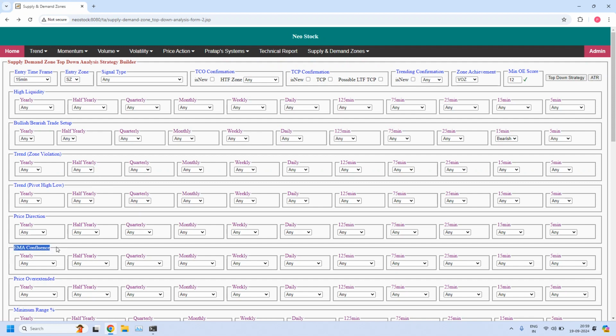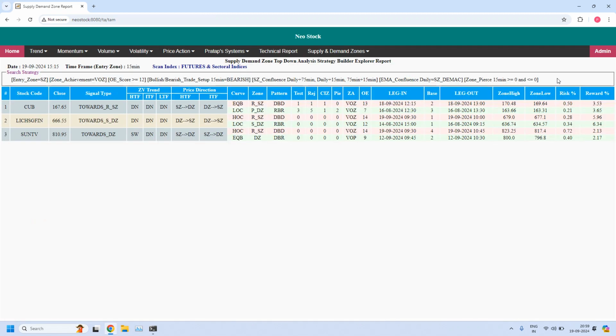In the EMA confluence, daily time frame, the daily supply zone with daily EMA confluence. Why daily supply zone? Because 15 minutes and 75 together part of the daily supply zone. That's why daily EMA confluence is there. It is a high probability setup. So 3 stocks are filtered except the third one, because the trend is sideways. Sideways trend, it doesn't add any advantage for the EMA confluence.